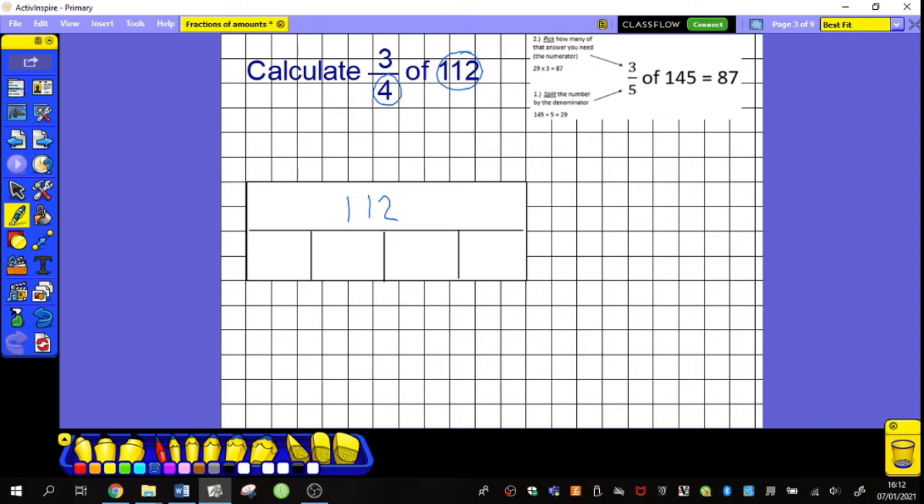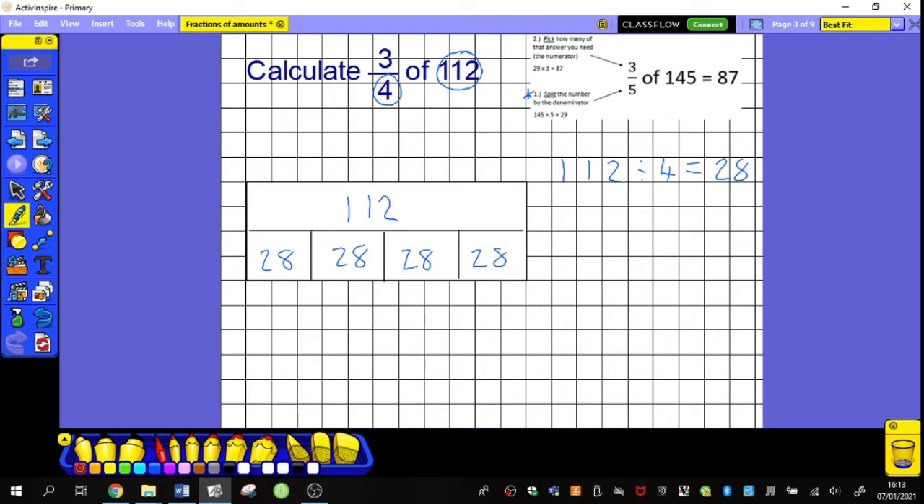The first thing I need to do here, number 1, is to split the whole by the denominator. And split is just a fancy word for divide. So I'm going to take my whole, which is 112, and I'm going to divide it by the denominator, 4. So 112 divided by 4 is 28. Now for my second part. Oh no, go back. So now I can put 28 into my bar model. So each one of these 4 parts is 28.